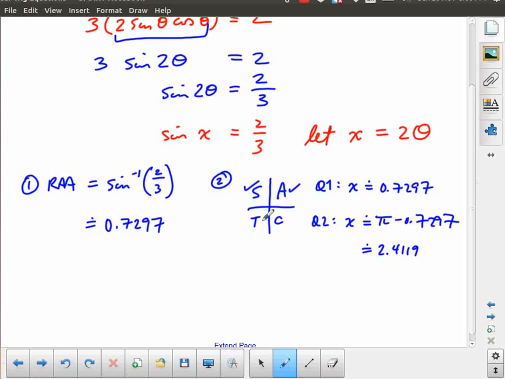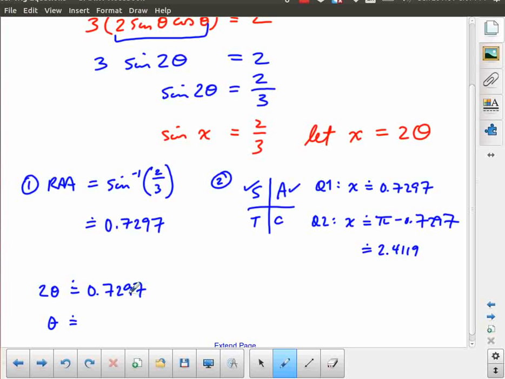But that's actually not what I have here. What do I have here? I have 2 theta. So now each one of those, I'm going to go back and say 2 theta is approximately equal to 0.7297. And so theta is approximately equal to, and I'm going to divide this by 2.